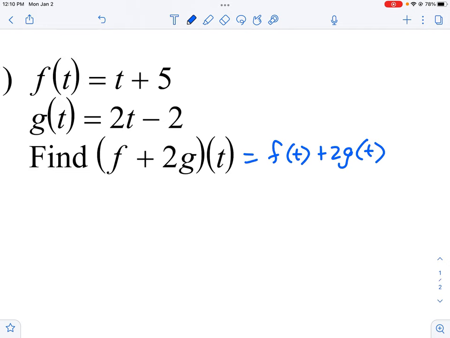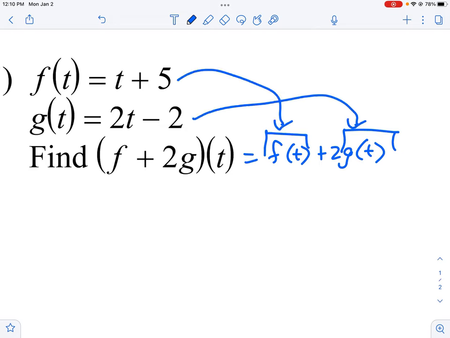And the way to deal with it once you know that is you're actually just going to replace both of these things with what they equal. So this is going to go here, and this is going to go here, and then you simplify. So I'm actually going to write that out. When you substitute something, you put it in parentheses.